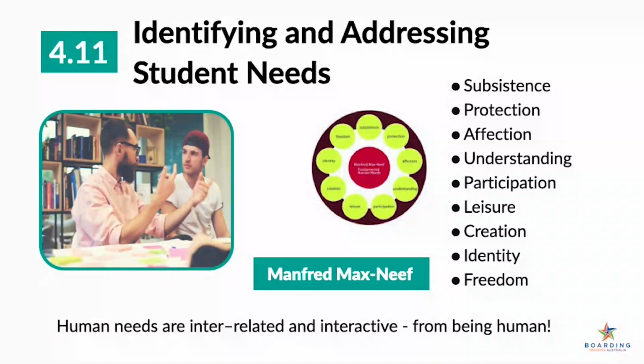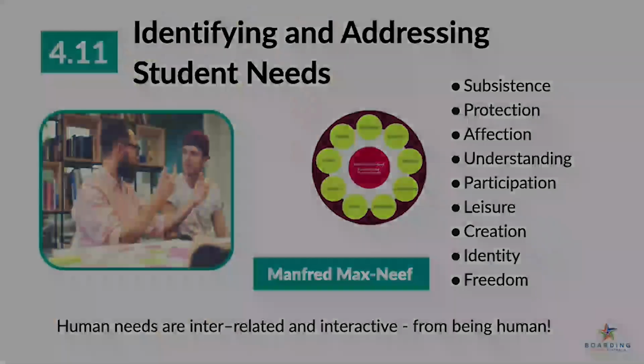4.11, identifying and addressing student needs. For decades, people have looked at human needs, tried to list human needs, and work out which needs are more important than others. One of these was Max Neef. He was an economist from Chile, and he said human needs are all interrelated and interactive, and this is from Being Human, and you can see his list of needs there and the way he represented needs.